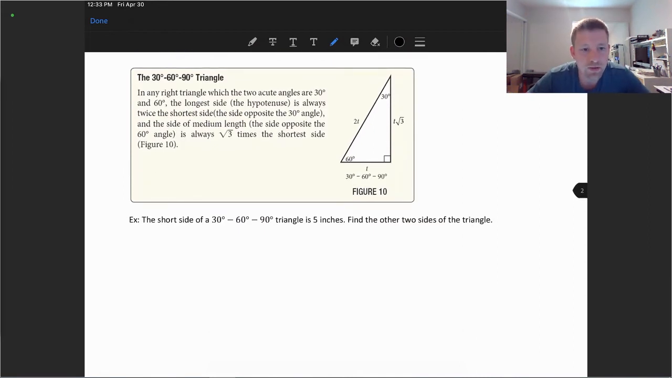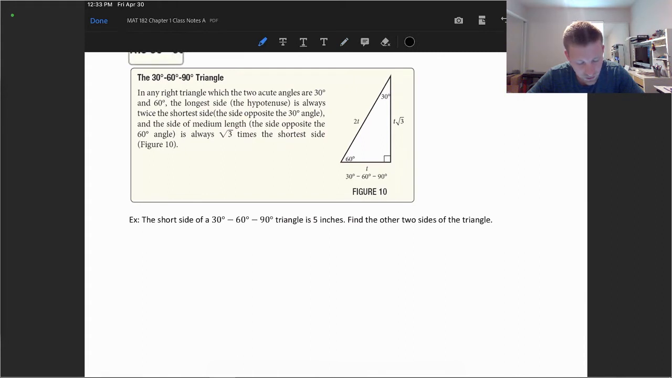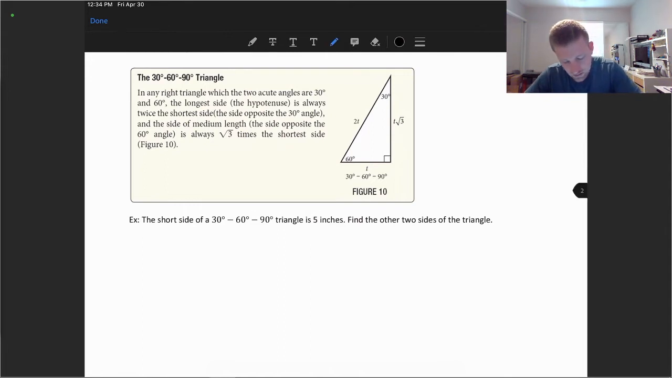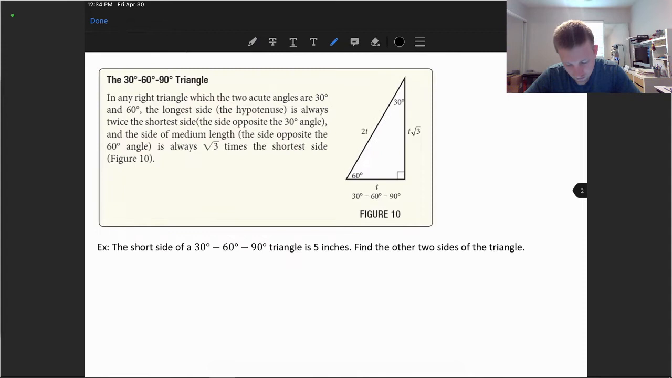The next topic we can take a look at is the special right triangles. The first one is the 30, 60, 90 triangle. The 30, 60, 90 triangle is important to us, especially when we get into what we'll call our unit circle, and when we go to work with the sine, the cosine, and the tangent function. A 30, 60, 90 triangle has a specific ratio pattern for its sides.